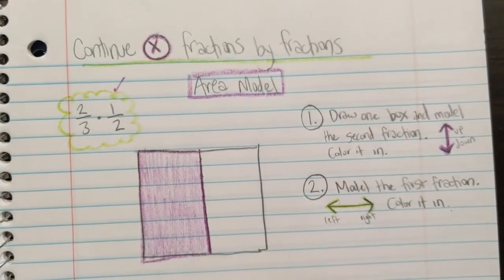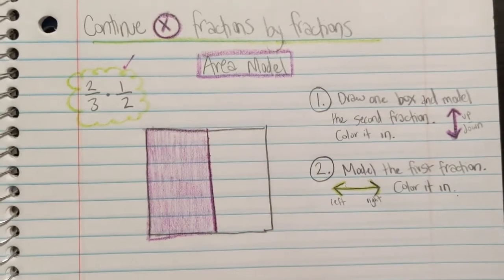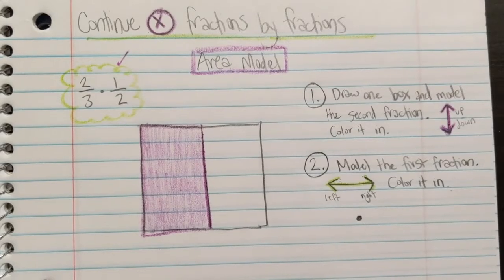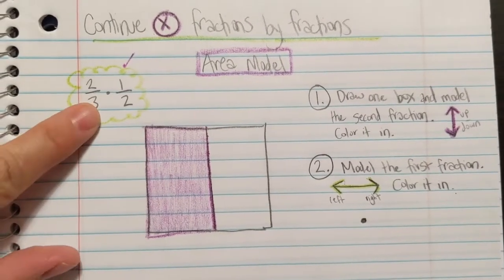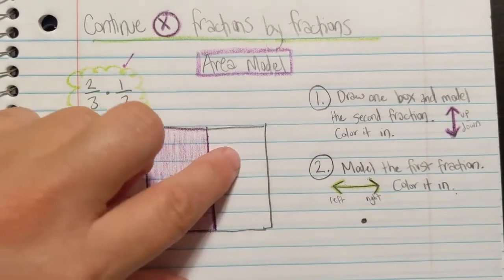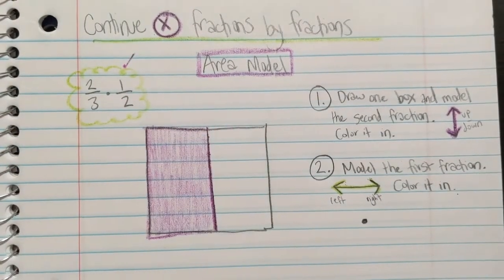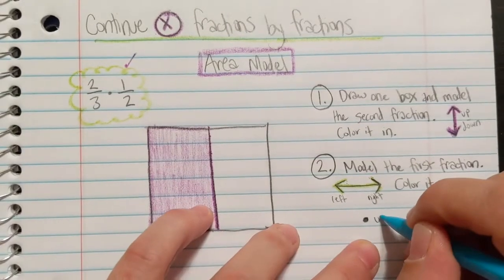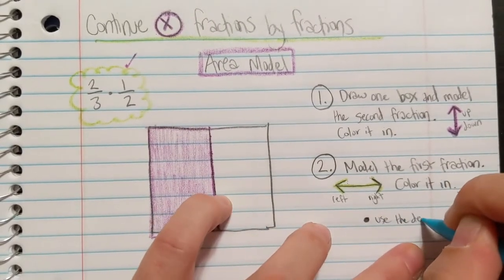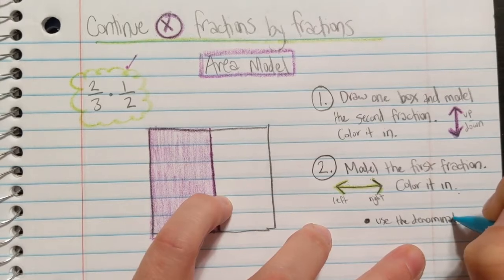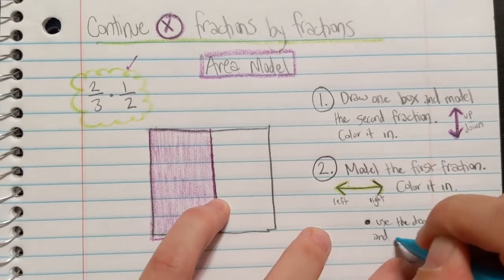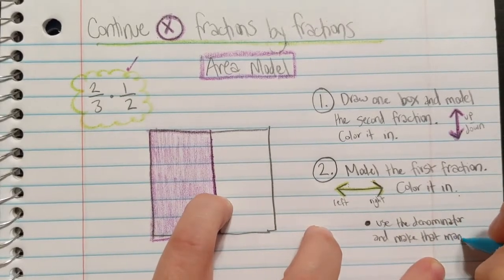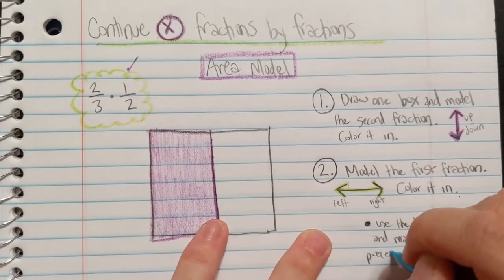Do not panic. If that is really, really complicated for you, we're going to make it easy by putting some bullet points here. Okay? Don't panic. You take your denominator, and that's how many pieces there need to be going left and right. So use the denominator and make that many pieces going left and right.